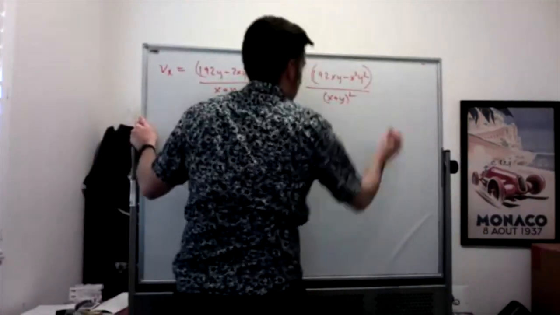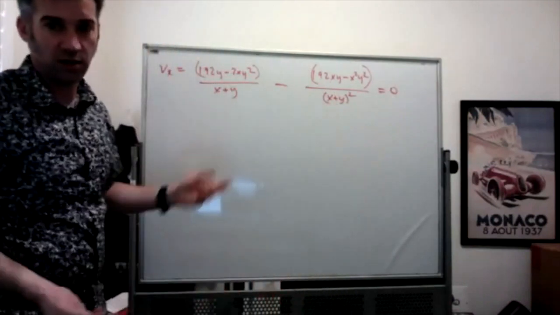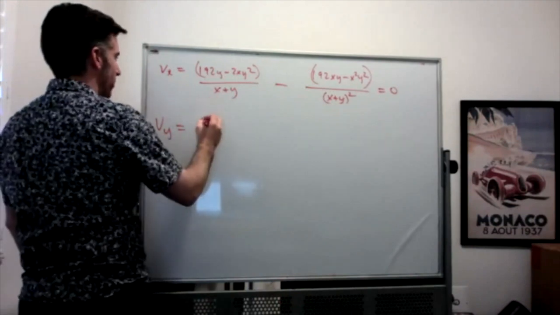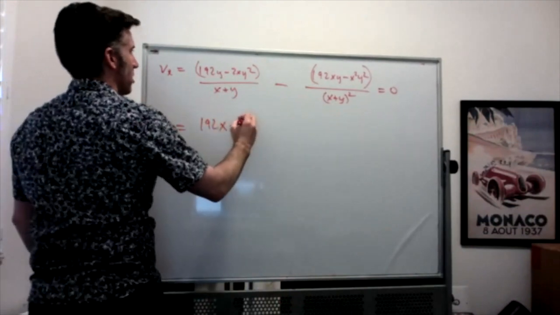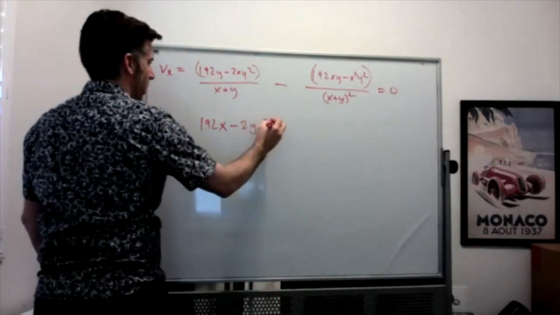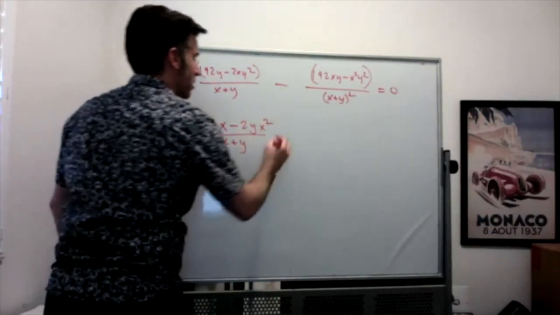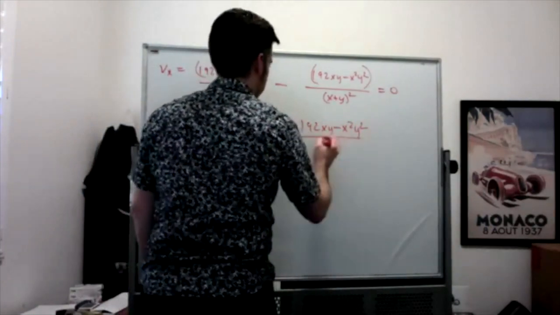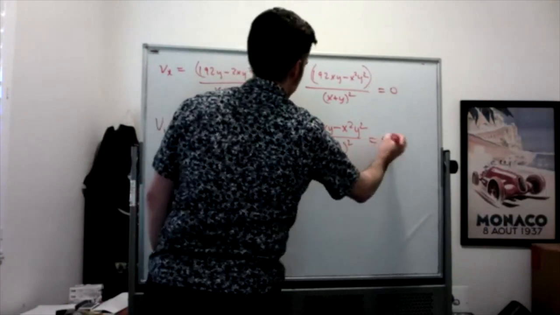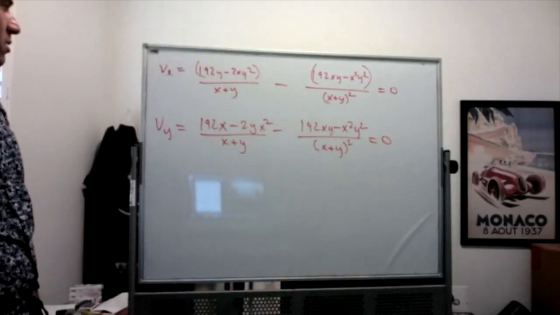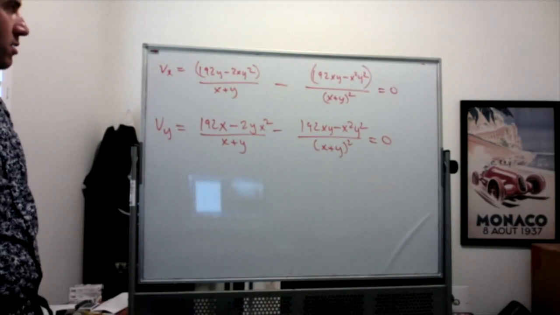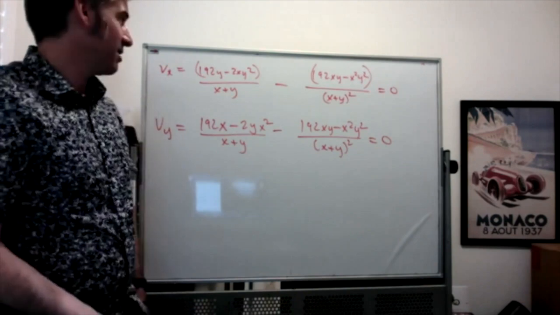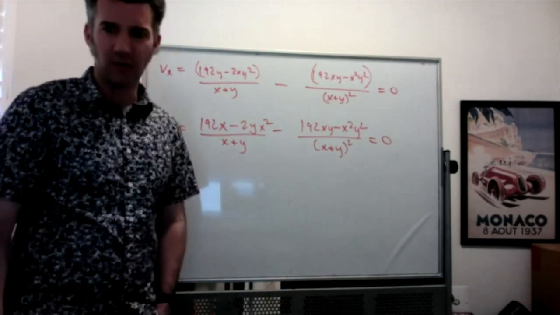Okay, and then we also know that we have the same equation. So here's what I know automatically Vy looks like. Vy is going to be 192x minus 2yx squared over x plus y, minus 192xy minus x squared y squared over x plus y squared. Okay. So here's what I think I did last time. Wow, this is really, really gross.